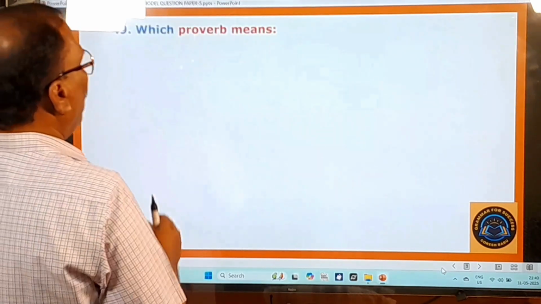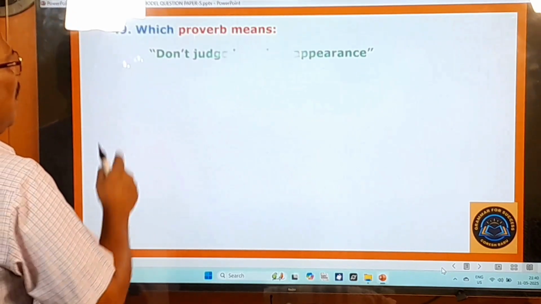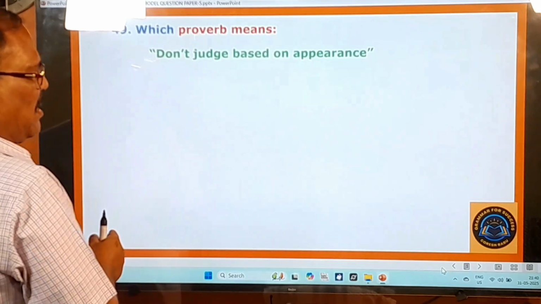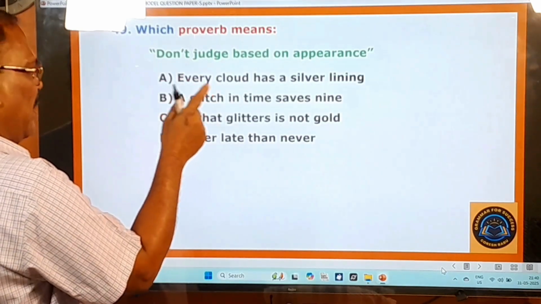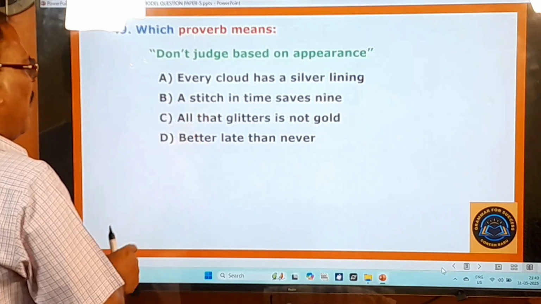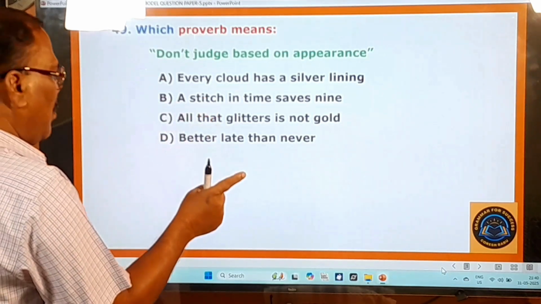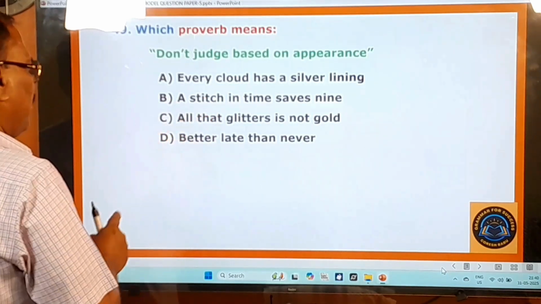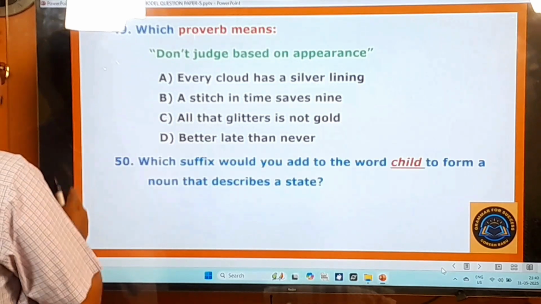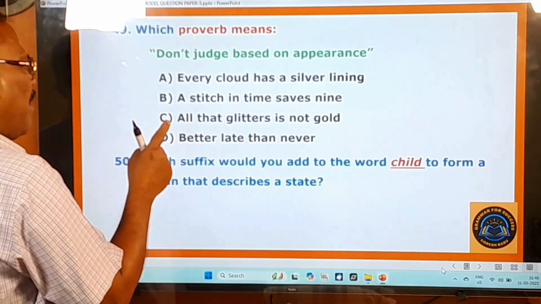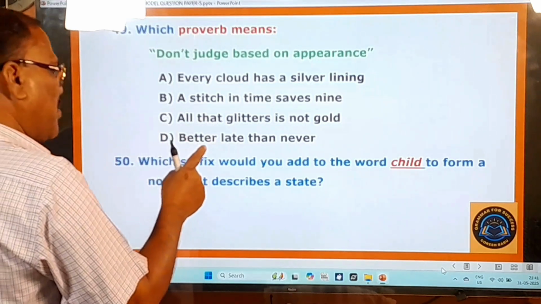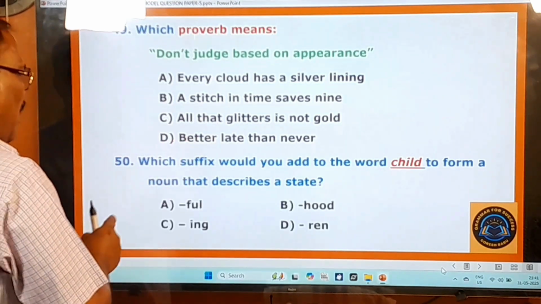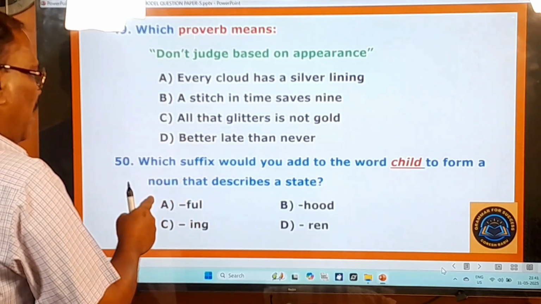49th question. Which proverb means: don't judge based on appearance? Every cloud has a silver lining. A stitch in time saves nine. All that glitters is not gold. Better late than never. 50th question. Which suffix would you add to the word child to form a noun that describes a state? Full, hood, ing, ren.